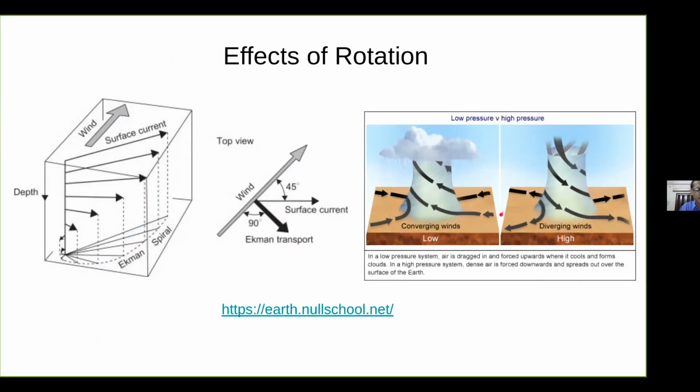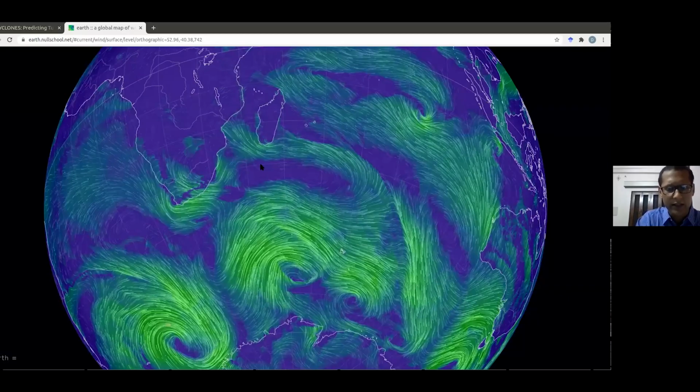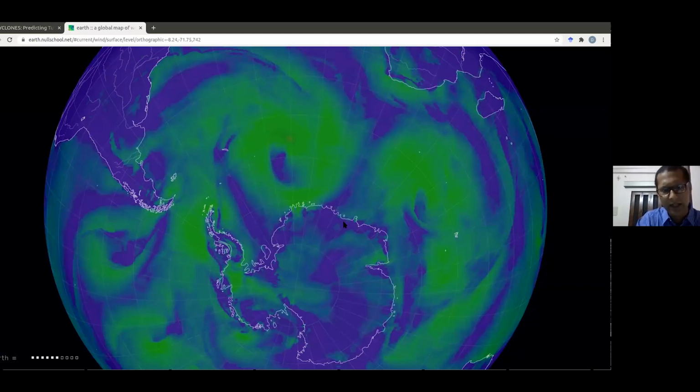Air will come and converge, and in the northern hemisphere the air comes and goes around in an anti-clockwise fashion, and then it spirals inward. In the southern hemisphere, they are going in a clockwise direction and they are spiraling inward. This is the southern ocean around Antarctica.